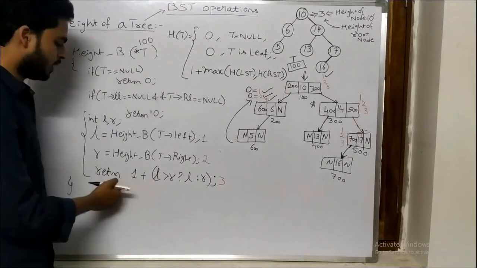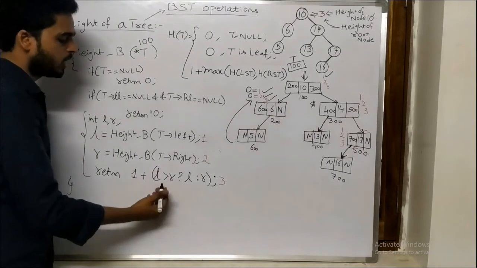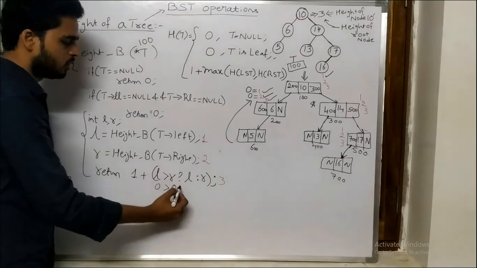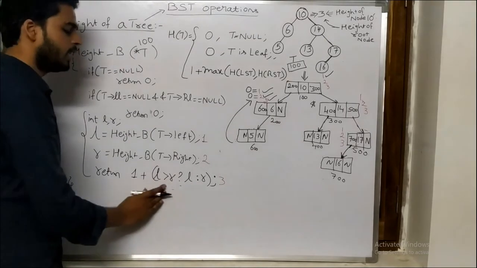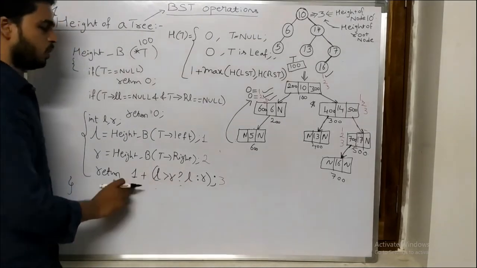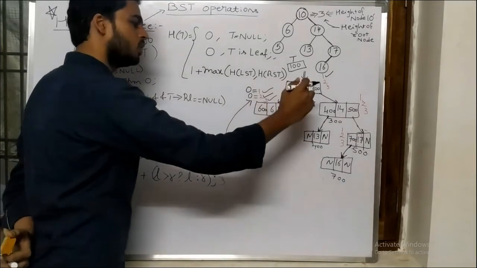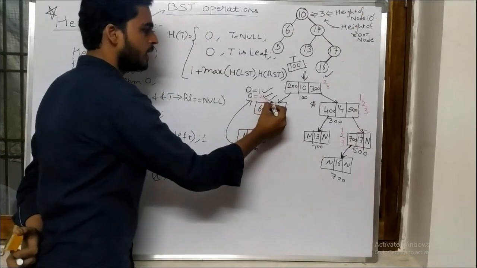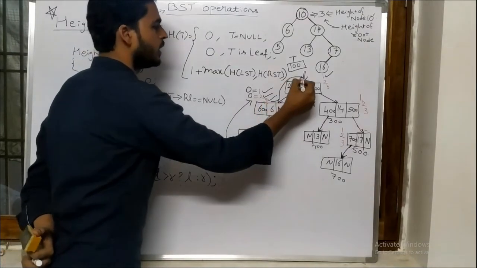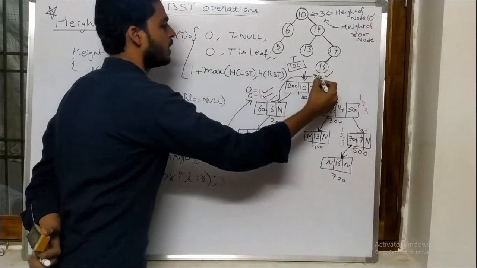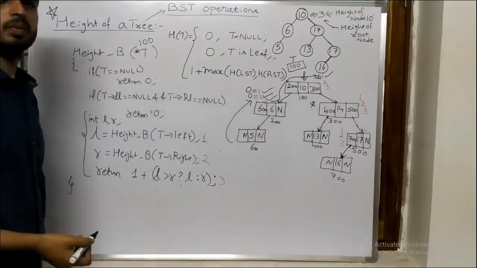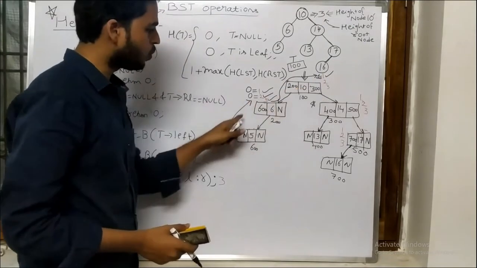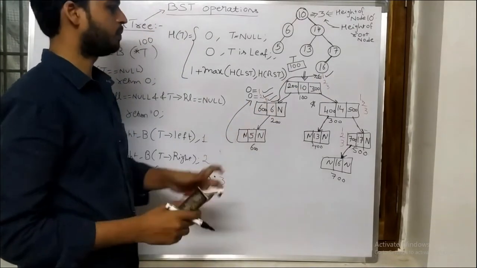Then it is going to execute the third statement. What is the third statement? Return 1 plus maximum of L, R. What is L value? L value is 0, R value is 0, so you will get 0 either way. So 1 plus maximum of 0 comma 0, that is 1 plus 0. This statement is going to return the value 1 to here. The meaning of this statement is the height of the left subtree is 1.